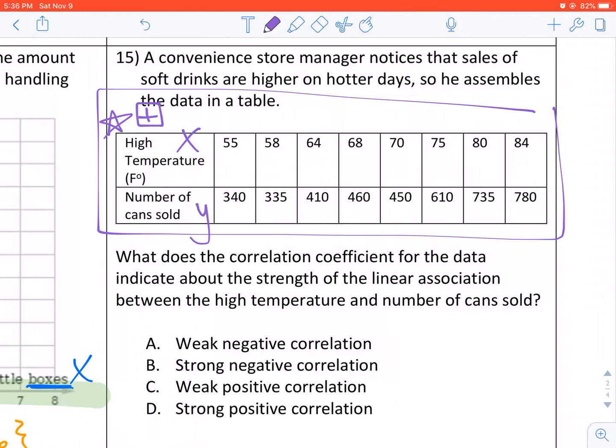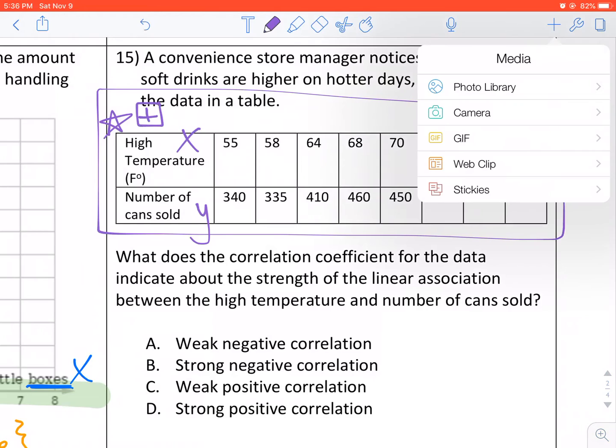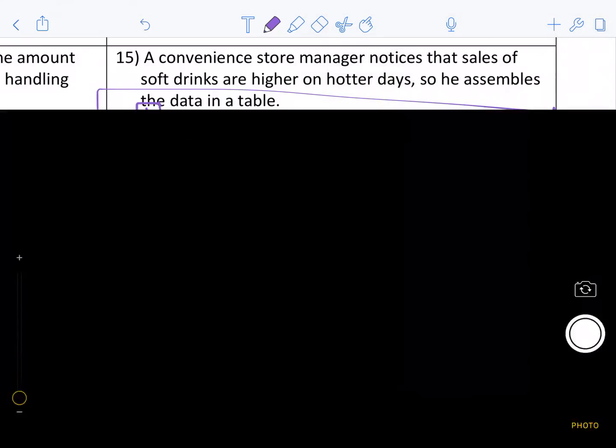What does the correlation coefficient for the data indicate about the strength of the linear association between the high temperature and the number of cans sold? So right now, as I'm looking at my Desmos, I'm not seeing any of these dots. And the reason is, if we look at the numbers, it can be a little bit more clear. These numbers are in 55, 58, and so on. The bottom numbers, the Y values, are in the 400s.